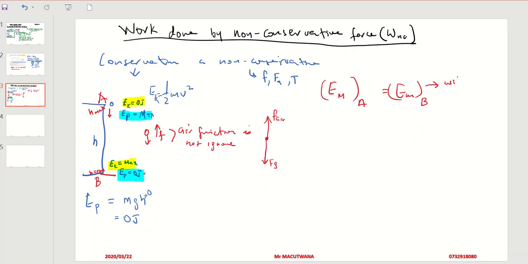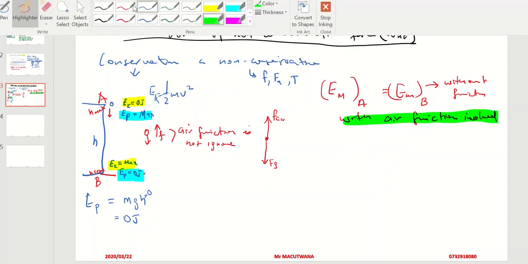Remember, this is without friction. What if now there is friction involved? All right. Now, I think I need to highlight this one. Okay, it is going to change color. It's fine. All right. Now, if there is air friction involved, then what happens?